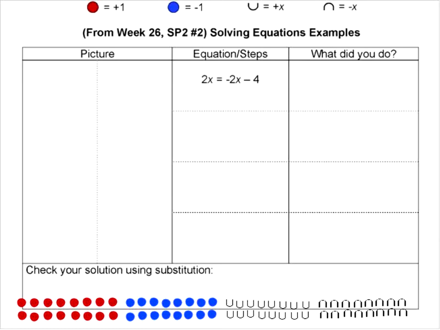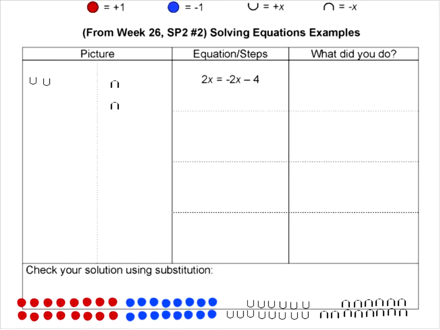Let's do this one. Let's have Pat do the left side model, build the left side. Okay, Mark, this time you will build the right side of the equation. Okay.